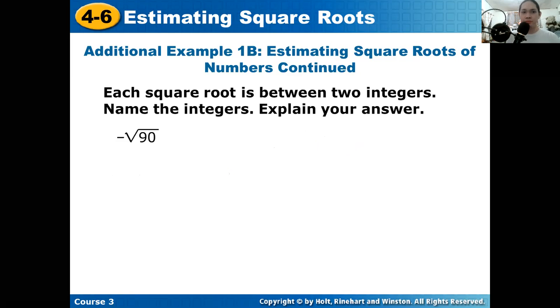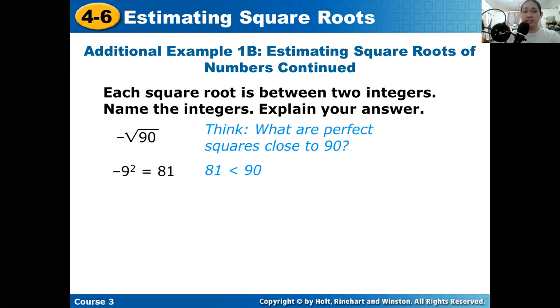Another example. Each square root is between two integers. Now name the integers, then explain your answer. Think about what perfect squares are close to 90.